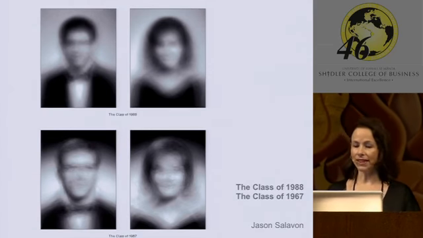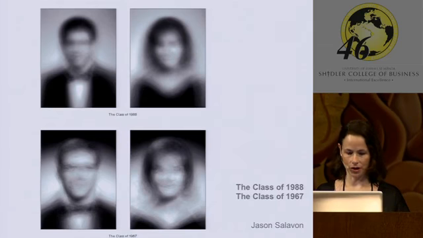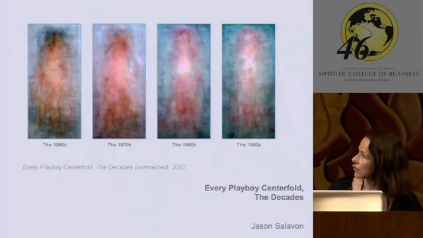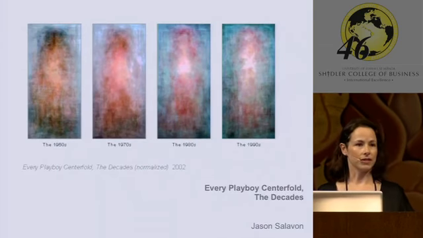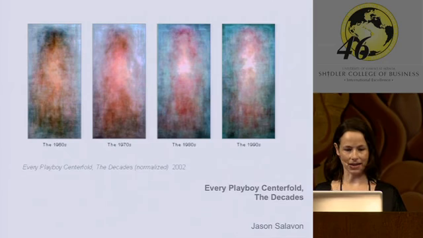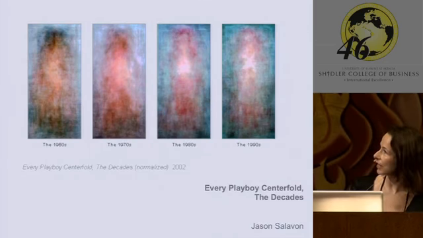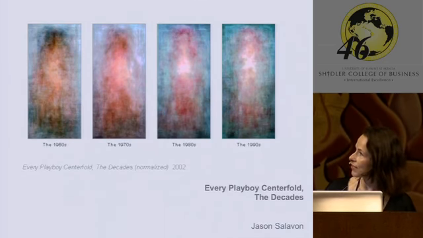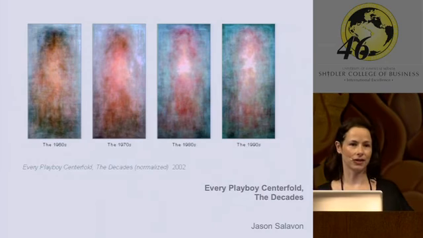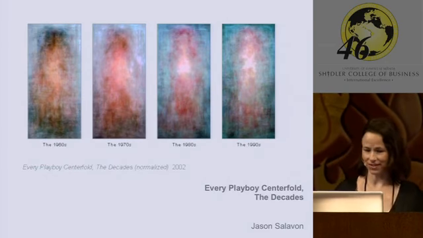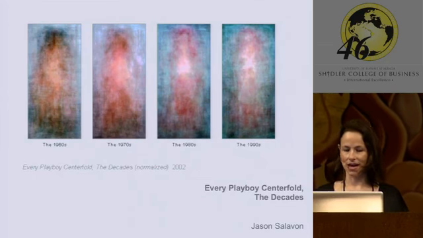And then he turned this to a racier subject. So these are all the Playboy centerfolds by decades. So you can see that the Playboy bunnies are getting lighter skinned and they're getting blonder as time progresses, right? So an interesting take on data visualization.